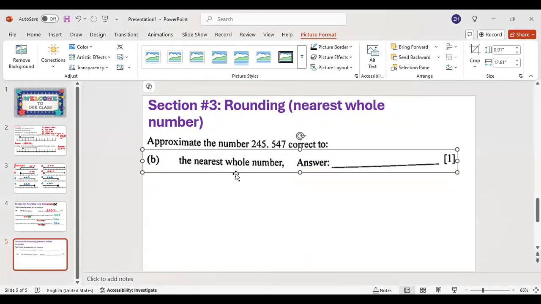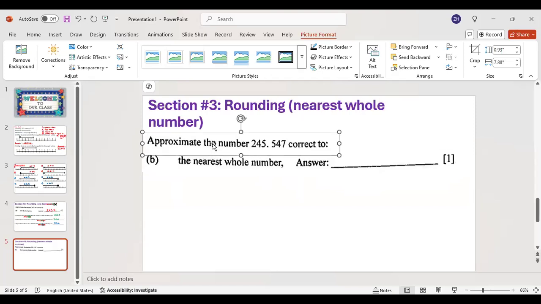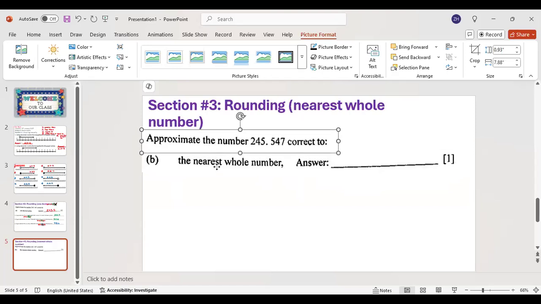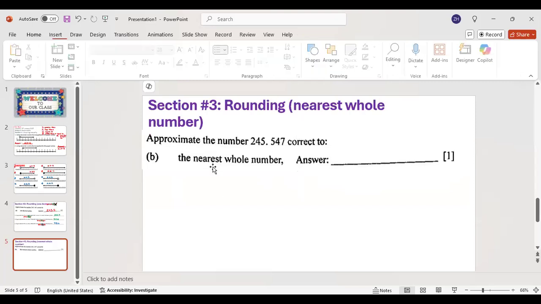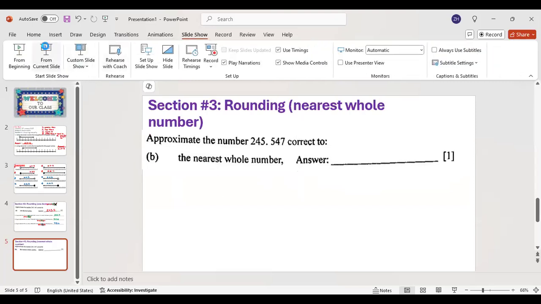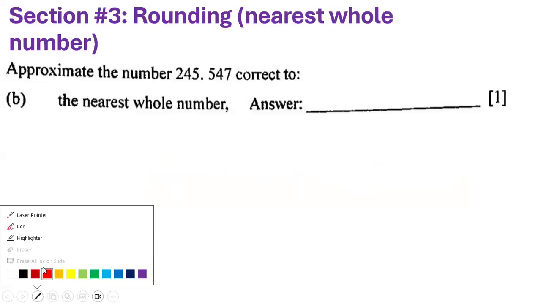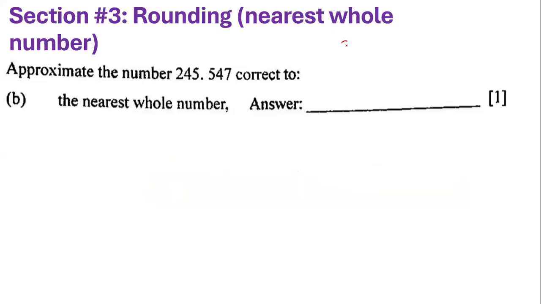Approximate, write this down for me, please. It's gonna be our last set. Approximate 245.57 correct to the nearest whole number. And so let's go ahead and write this down. So we have 2, 4, 5, point 5, 4, 7.